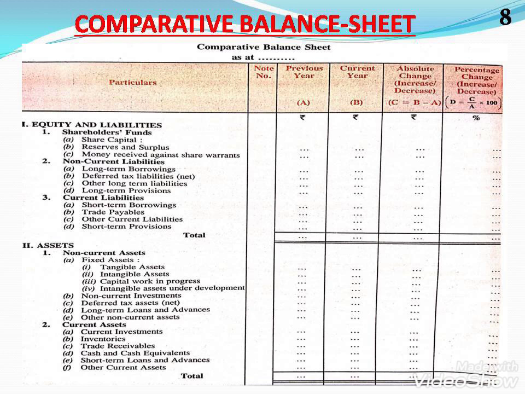Now this change of 1 lakh will be shown in the column absolute change of values. Now this 1 lakh will be converted into percentage change. For this we have to apply the formula: change in absolute figure divided by previous year figure multiplied by 100. That will be reflected in percentage. Now absolute change in this example is rupee 1 lakh. Previous year value is also rupee 1 lakh, multiplied by 100, that means 100%. So this will be shown as a change in percentage, 100%.